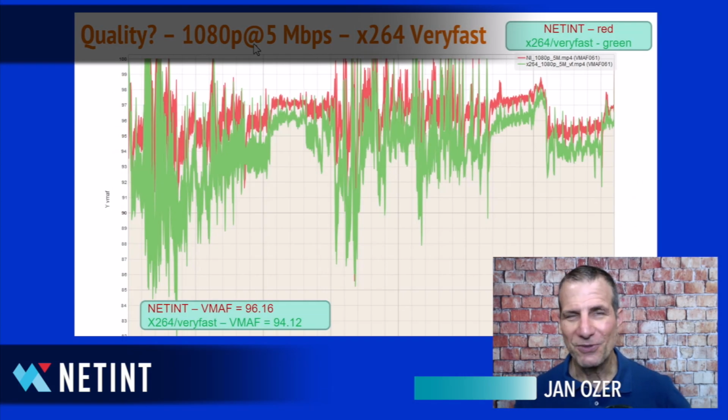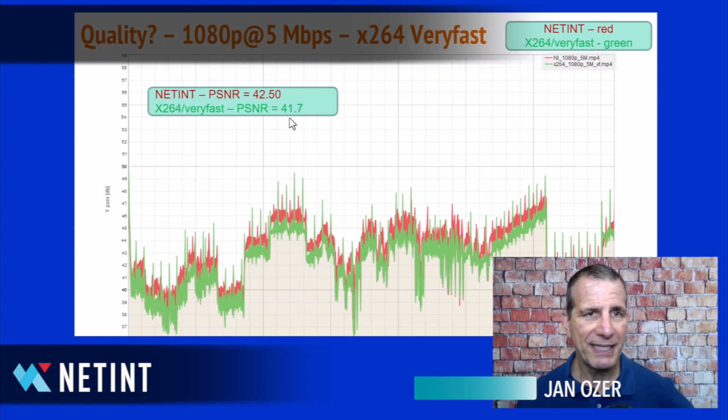Well, those are the numbers. What about quality? Well, this results graph from the Moscow State University tool measures the 1080p at 5 megabit per second files, comparing the NETINT in red with x264 very fast in green. And what we see is that NETINT had a VMAF score of 96.16 as compared to 94.12 for very fast. And the same result with PSNR, where the NETINT file produced a PSNR score of 42.50 as compared to 41.17 for very fast.